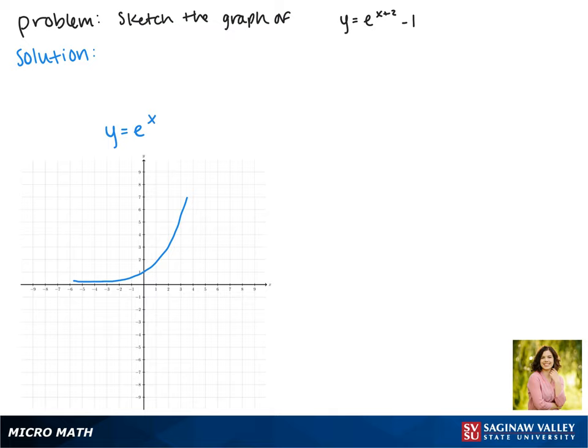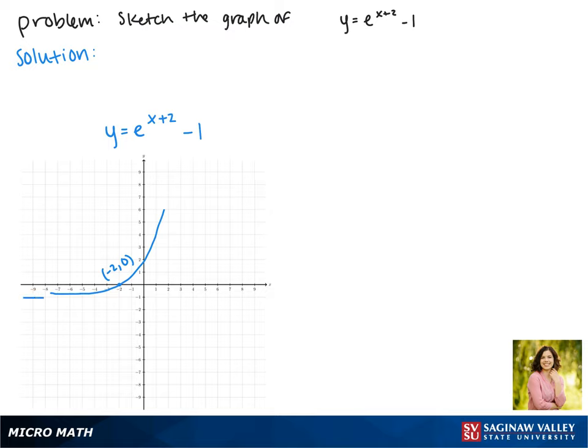Now since there are no reflections here, we'll start with our horizontal shift. The x+2 in the exponent tells us to shift our function to the left 2 spaces, so that now we're passing through the point negative 2, 1. And now we'll do our vertical shift of minus 1. This shifts our graph down 1 space. This shift makes it pass through the point negative 2, 0.